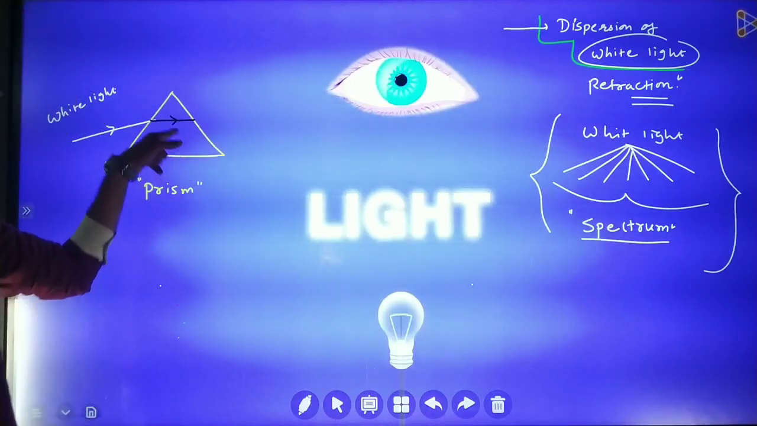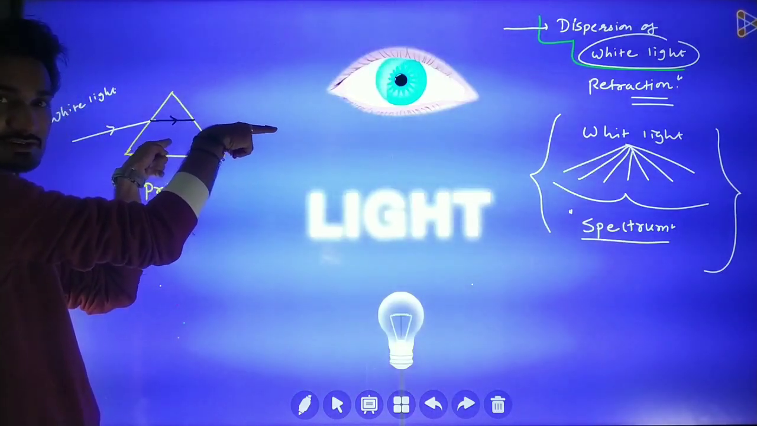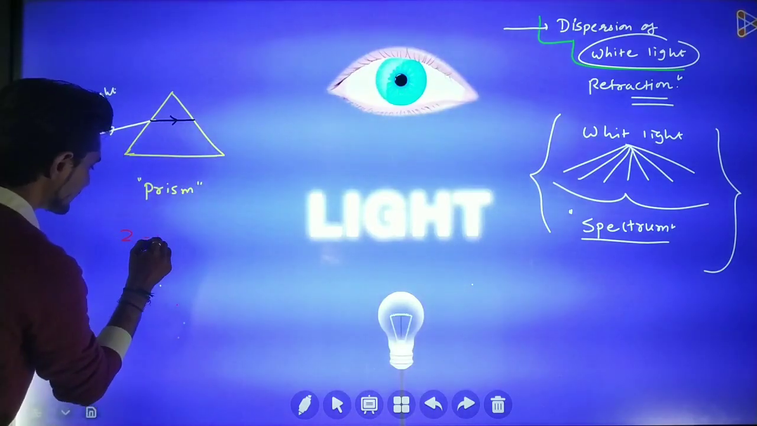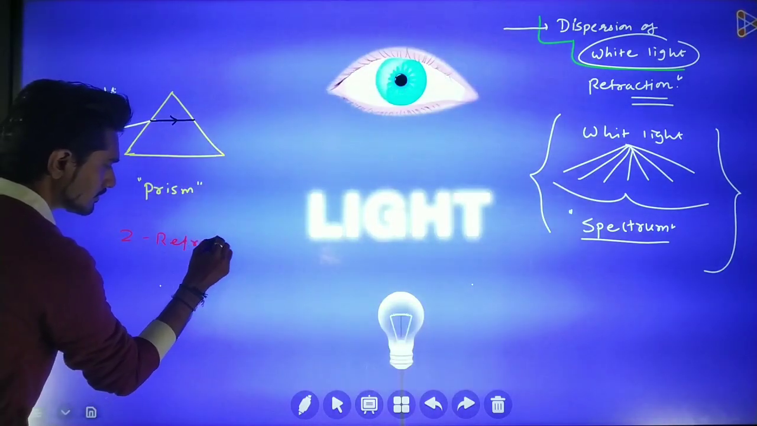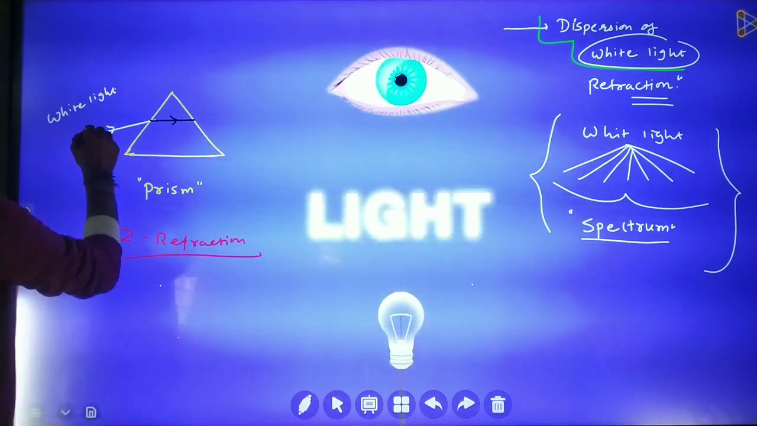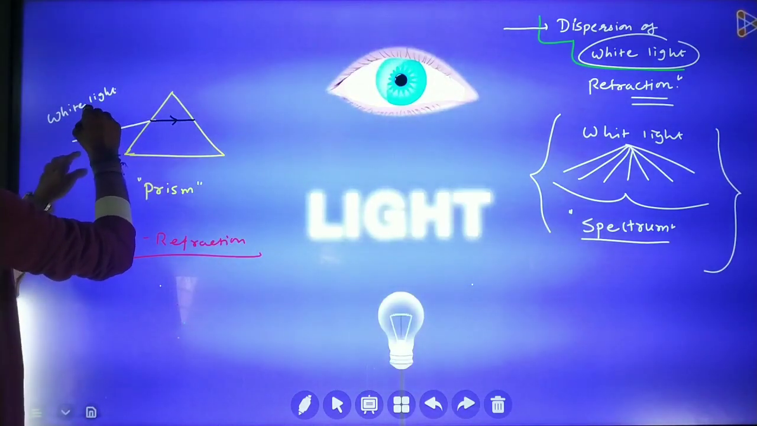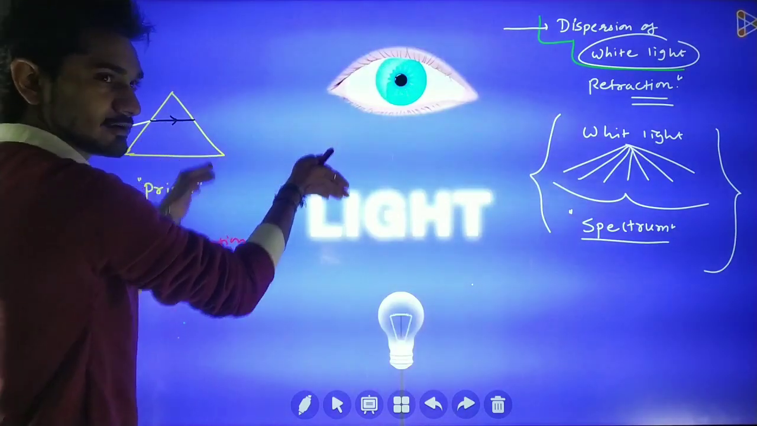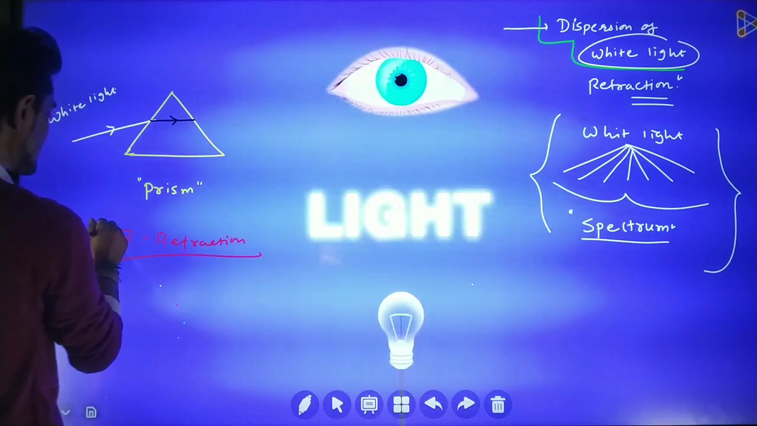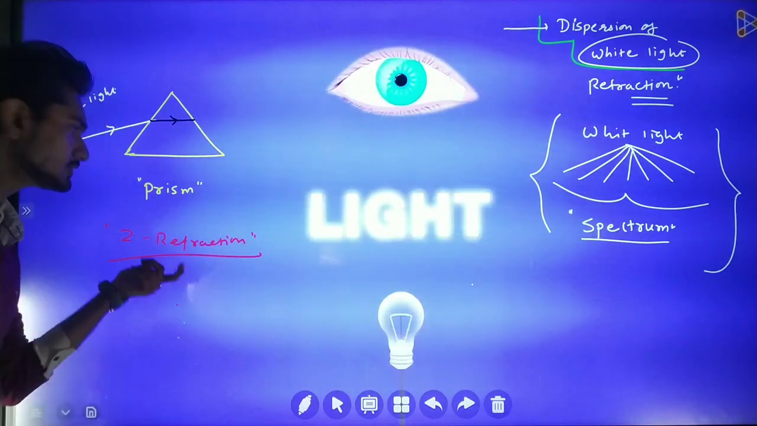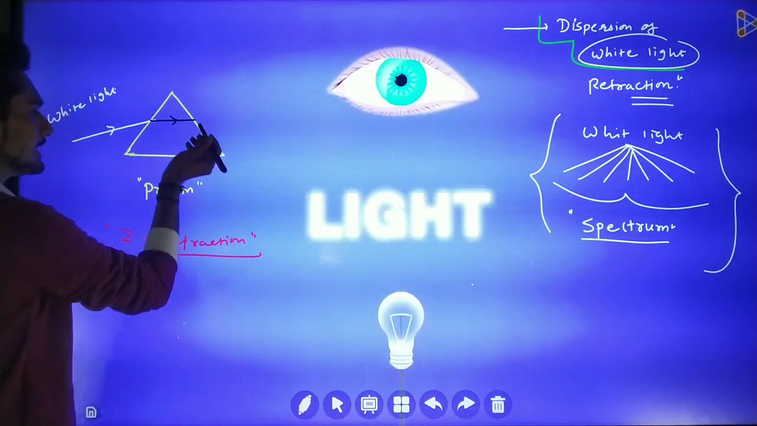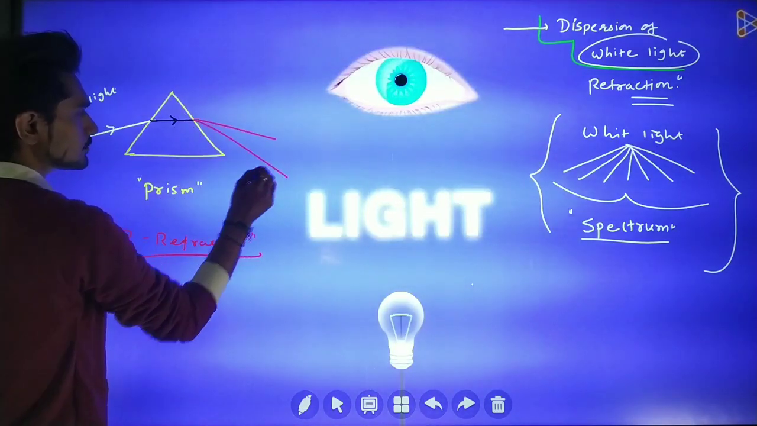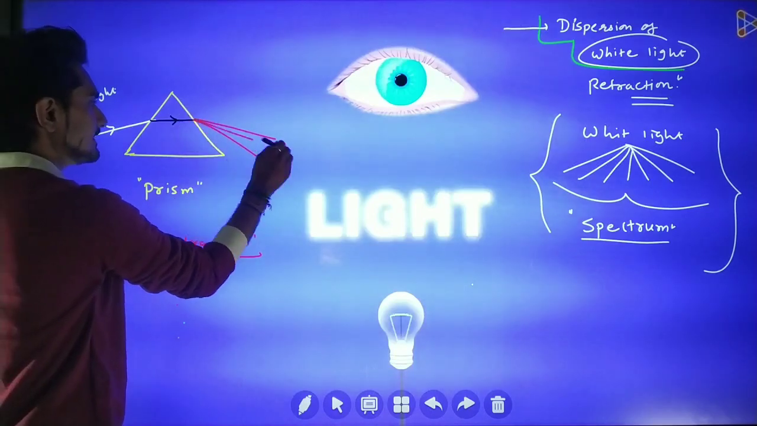Another time it is going to bend because the medium is changed again. So basically 2 refractions have happened. The first refraction happens from the air to the prism, and now from the prism to the air. Due to these two refractions, the light ray is divided into 7 colors.